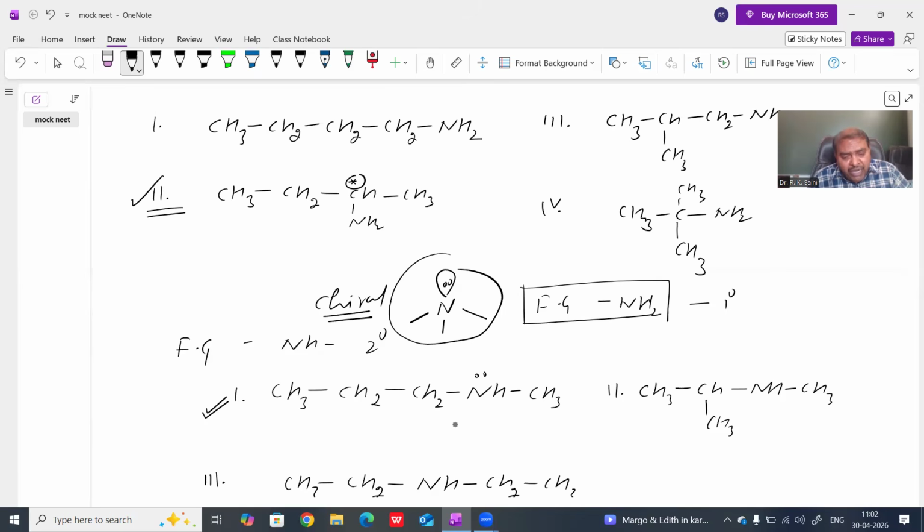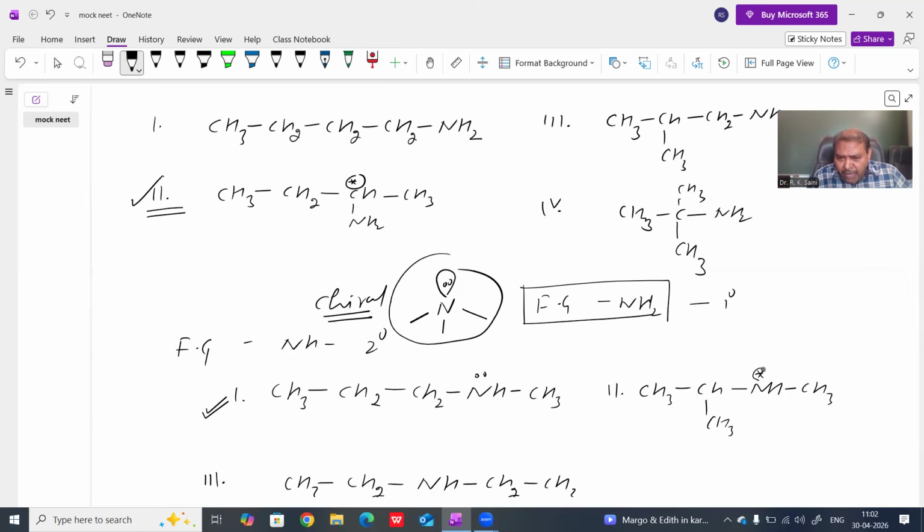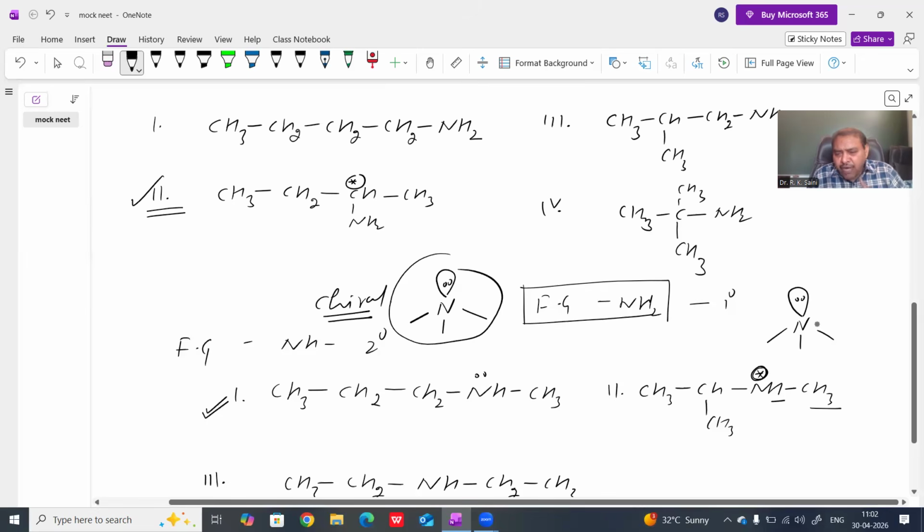It means the D and L forms cannot be separated from their mixture, or we can say we consider only one stereoisomer of such secondary amines, because flipping takes place. Similarly, this nitrogen is also chiral because one group is methyl, one is hydrogen, and another is isopropyl. All three valencies are satisfied with different atoms or groups, so nitrogen is also chiral. Therefore, there are three chiral centers in total.